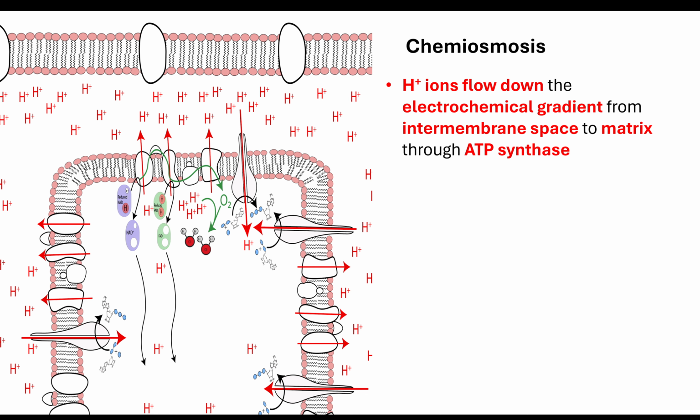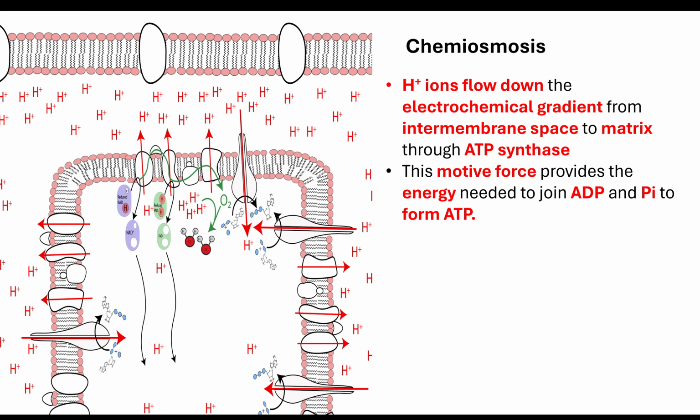Those hydrogen ions that we have created, this concentration gradient, they're going to flow down the electrochemical gradient from that intermembrane space back into the matrix. And as they flow back into the matrix, they're going to move through ATP synthase. Therefore, the motive force provides the energy needed to join ADP and inorganic phosphate to form adenosine triphosphate, ATP. So this movement of the hydrogen ions down their electrochemical gradient through that ATP synthase and that motive force is what is known as chemiosmosis.